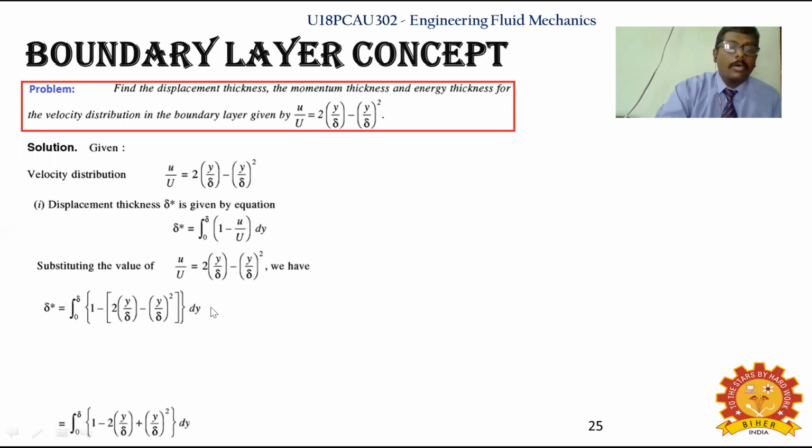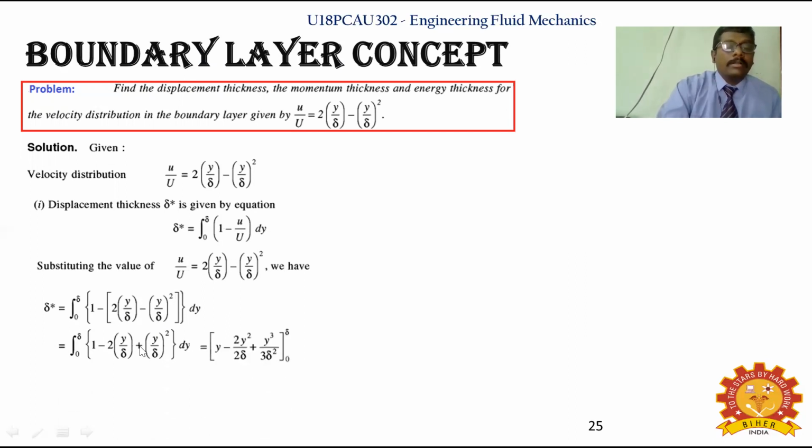Now by simplification, it is 1 minus, within bracket, minus into minus gets plus. Then by further simplification, you can see that it is y by delta. Now while integrating with respect to dy, it is y square by 2, and this is y square, so y cube by 3. The limit is 0 to delta; the upper limit is delta. Instead of y, you substitute delta, so you will get the final answer as delta by 3.